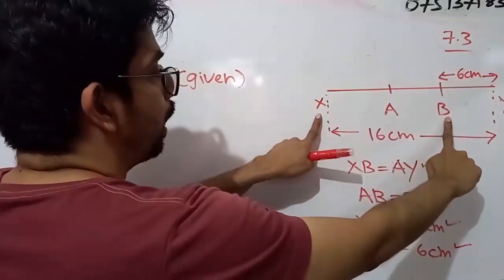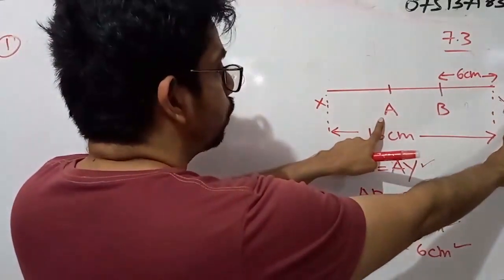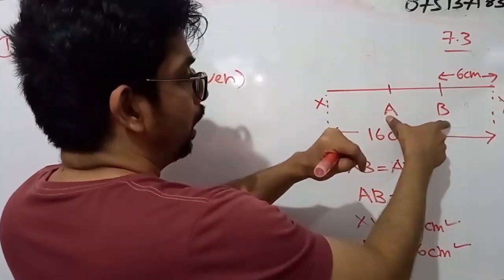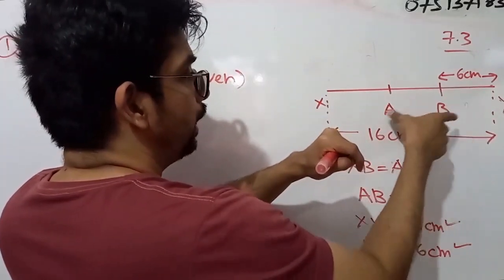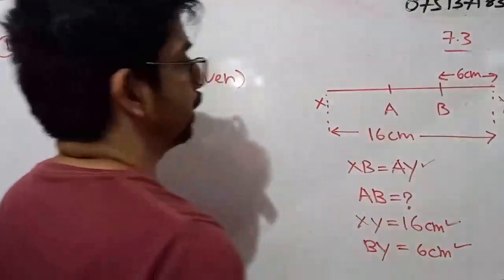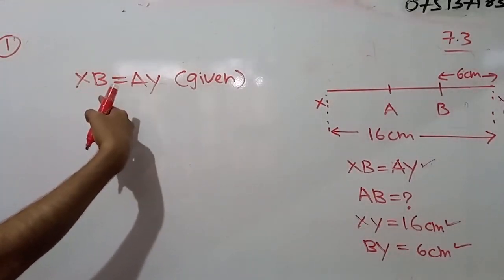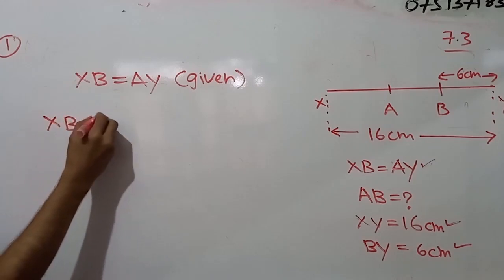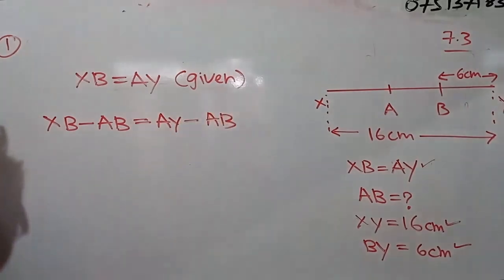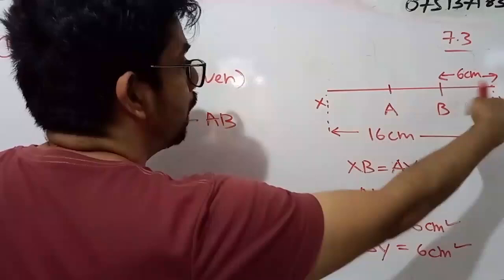If we think about X to B total length, we have AB. Think about AY total length, they'll take the AY total length, right? Then think about AB. So the length AB is common when we think about XB length and AY length. So what do we do? We subtract AB from both of these, right? XB minus AB, then AY minus AB. AY minus AB, we get BY.